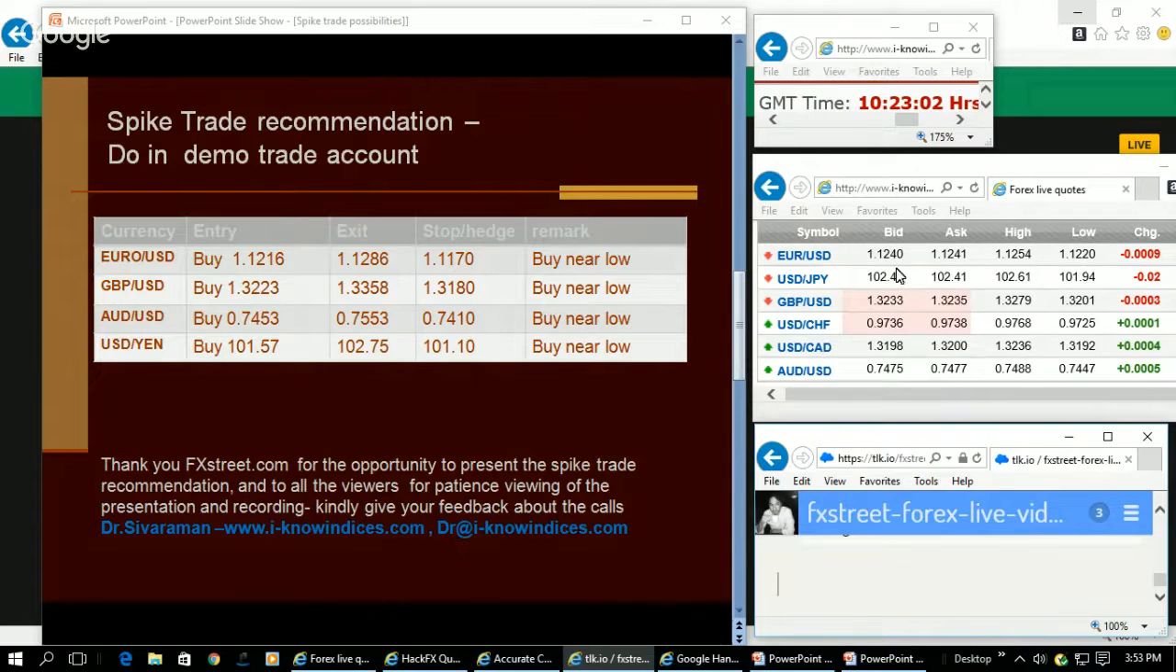So now you find in the live market quote page, the contrarian move is still on. Euro GBP as well as USD/JPY are showing negative.